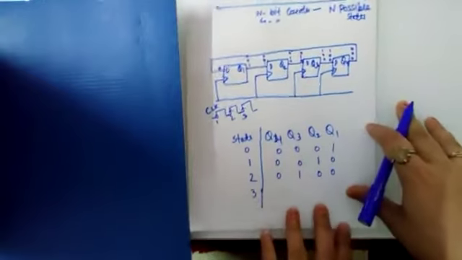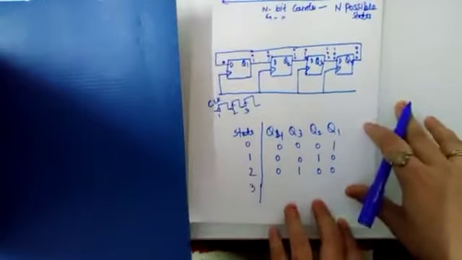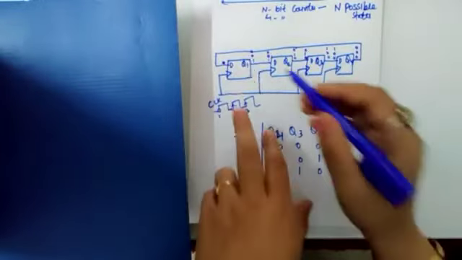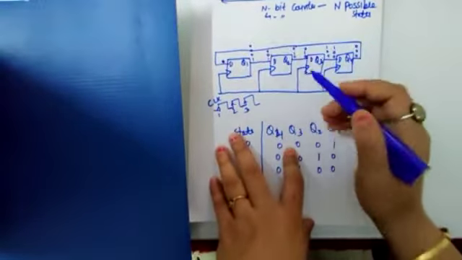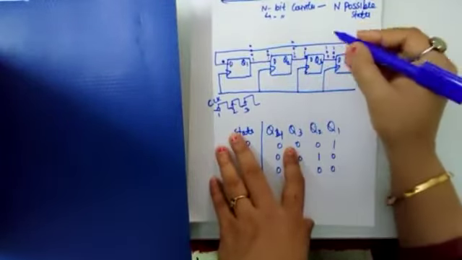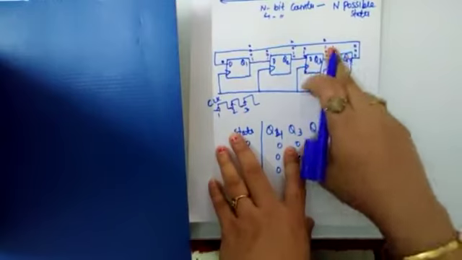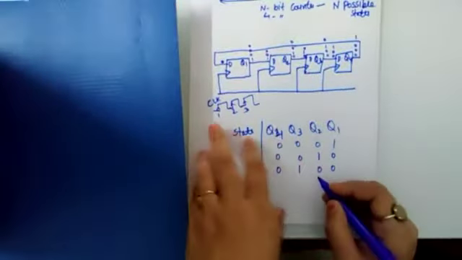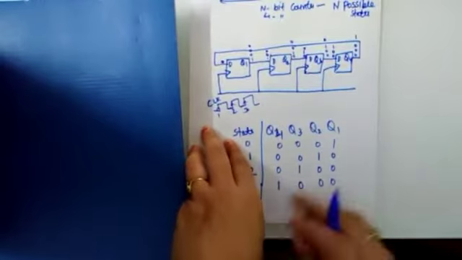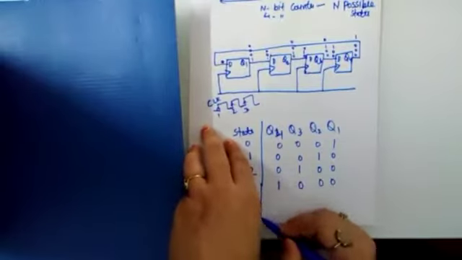So you can see, after applying the third clock pulse, this 0 is the input, so 0 is the output of the first, 0 is the input of the second, 0 is the output of the second, 0 is the input of the third, 0 is the output of the third, and 1 is the input of the fourth, so 1 is the output of the fourth. So Q4 is 1, the remaining are 0. Now we will apply the fourth clock pulse.